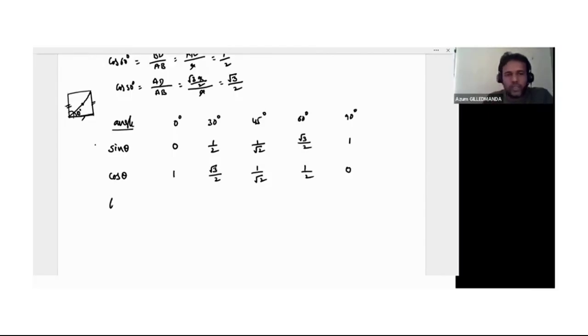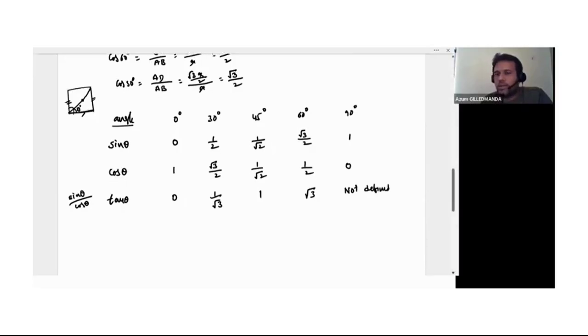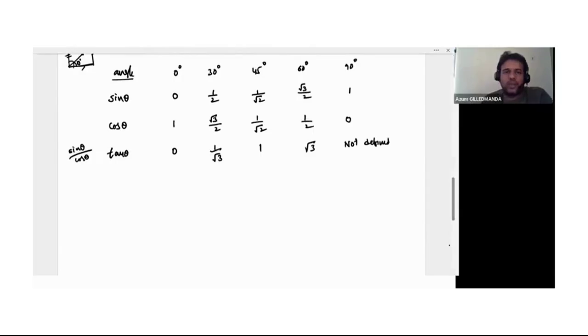Now, let's write for tan. Tan is what? Basically, sine theta by cos theta, or sine A by cos A. So 0 by 1 is 0. 1 by 2 by root 3 by 2 is 1 by root 3. 1 by root 2 by 1 by root 2 is 1. Root 3 by 2 by 1 by 2 is root 3. And 1 by 0. 1 by 0 is not defined. We cannot divide any number with a 0. So it is not defined. So that is tan theta.